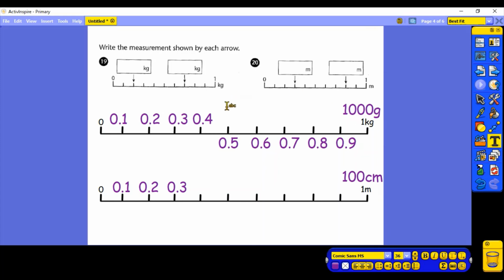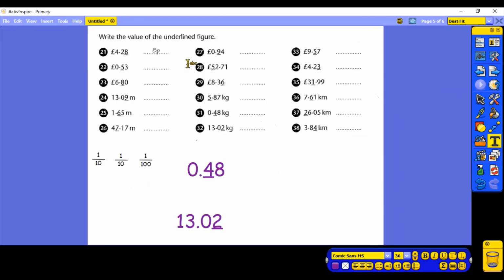Okay, so that's that bit. So use this to help you. And if you want to have that on the screen when you answer questions 19 and 20, please do. Now, the last bit we're going to have a look at is the bottom bit on that page, 21 to 38. Now, I must admit, I think this is a very, very mean set of questions and very tricky.